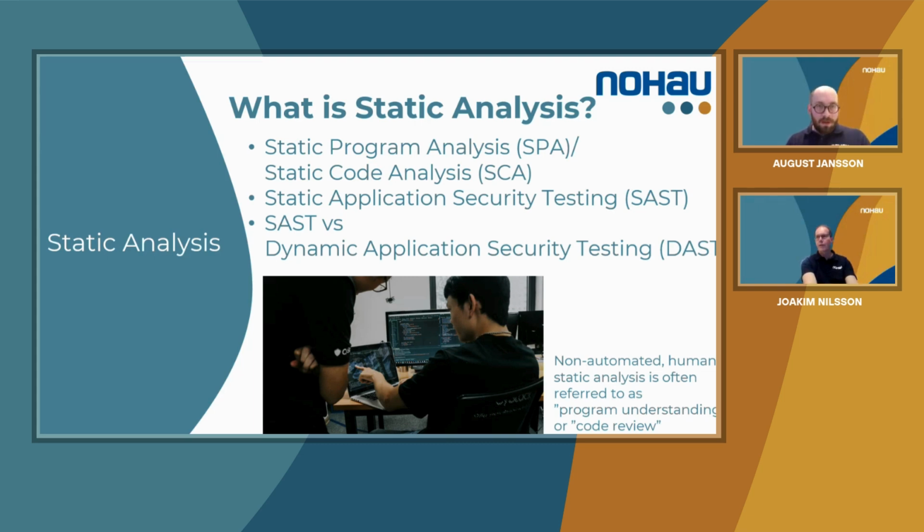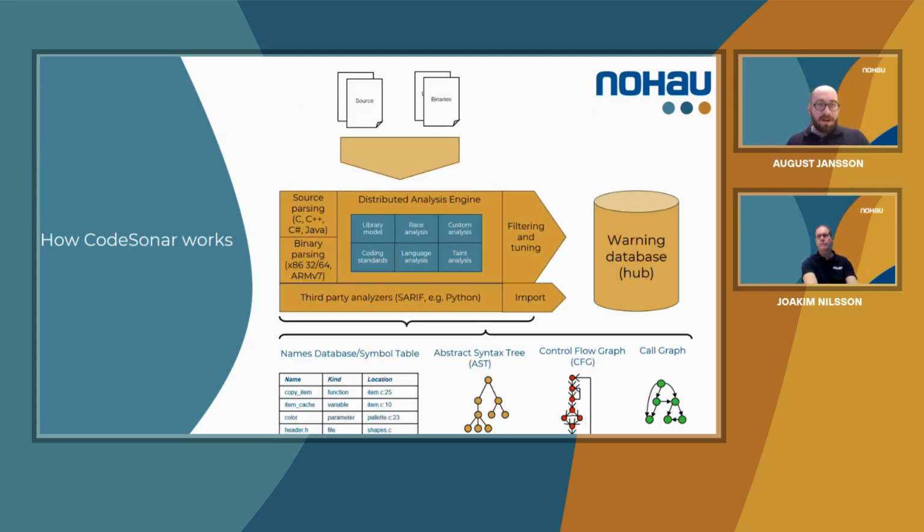So how is it working in practice? Yeah, so in practice, it works this way. You have your source code or binaries or libraries, and you insert them into your engine. So first you, of course, parse your source or your binaries. And then you have a bunch of different engines that you can use for your analysis. So you will have race analysis, which we spoke about. You will have taint analysis, which we also spoke about.